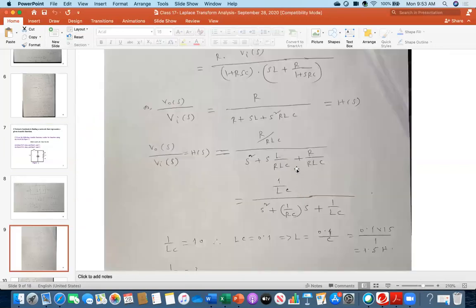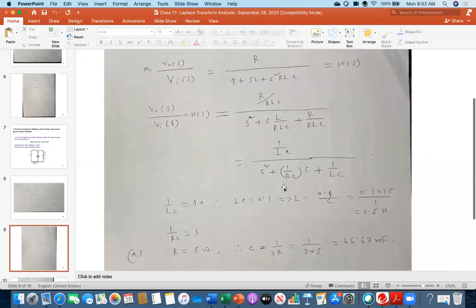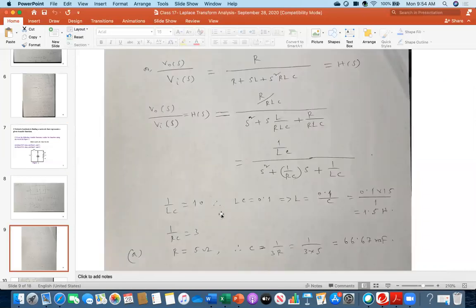So now because everything is matching, if you compare with that given expression, everybody look, 1 over LC in the numerator, what is that? That means that is my 10. So I have written from here, 1 over LC is 10. You see this 10 or this 10. So once I did that, you can say LC is 0.1.